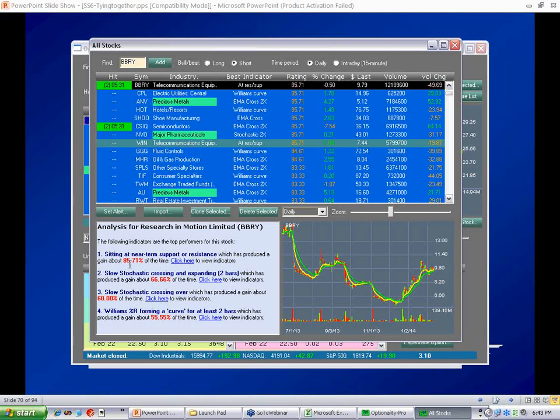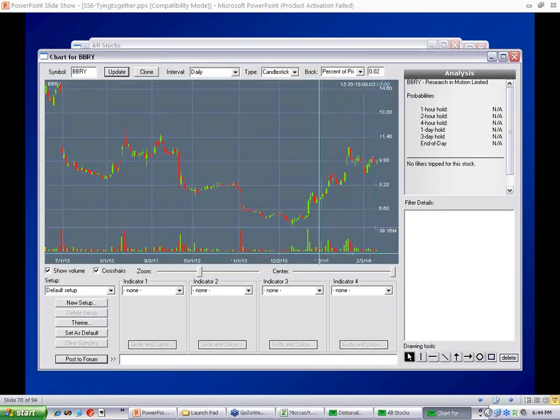85%. 85% of the time that BBRY is sitting at resistance, it's going to crash, according to signature. And guess what? Where was BBRY when I traded it as a put option? Right smack on this resistance line. Let's be more accurate. It's right about there.